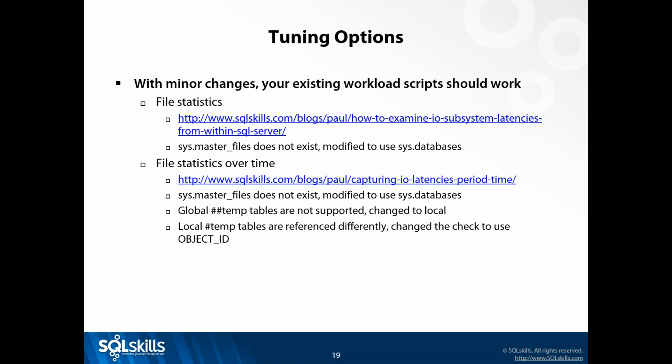So with the file statistics, sys.master_files does not exist, so I had to modify it to use sys.databases. And then file statistics over time, again, same logic, sys.master_files did not exist, so I had to switch it over. I mentioned the global temp tables not being supported, so I changed to local. And then the way that it was referencing the global temp tables, I changed to check using the object ID instead. Those were very simple changes, didn't take much time, and then I can use that same script to determine which of my databases have the highest I/O latency.